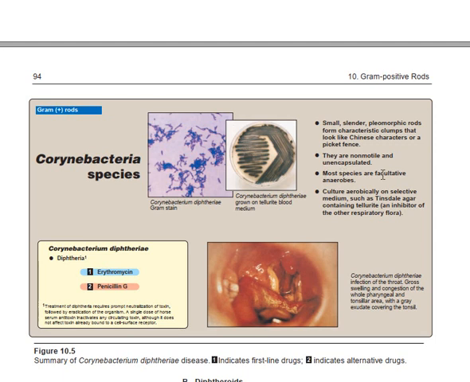Most species of Corynebacterium diphtheriae are facultative anaerobes. Is it clear? Next, culture aerobically on a selective medium, such as Tinsdale agar, which also contains fluoride. So containing fluoride, is it clear? So it is mostly grown on the Tinsdale agar containing fluoride.